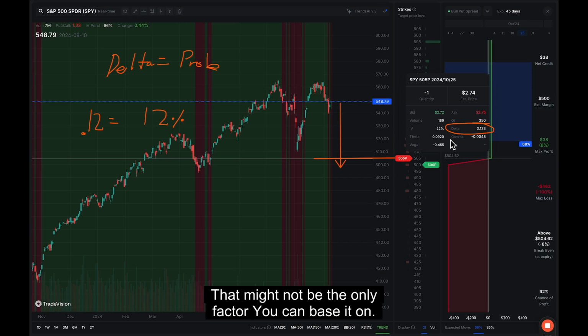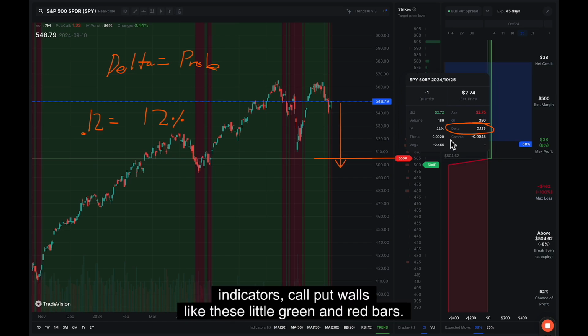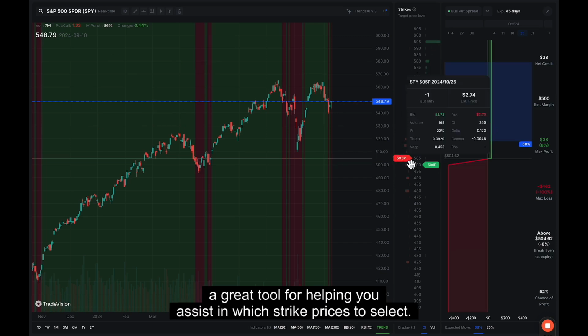It might not be the only factor you can base it on. You can always base it off support resistances, certain indicators, call put walls, like these little green and red bars. There's a lot of different things you can base it off of, but it's a great tool for helping you assist in which strike prices to select.